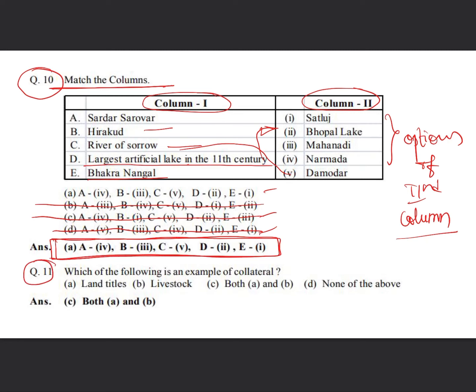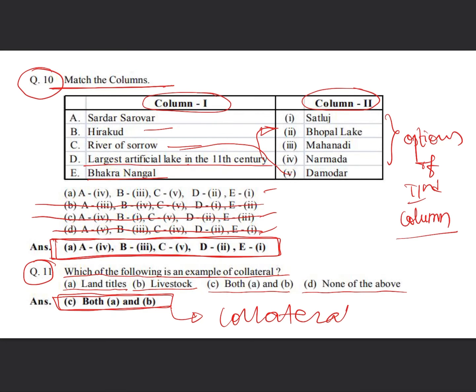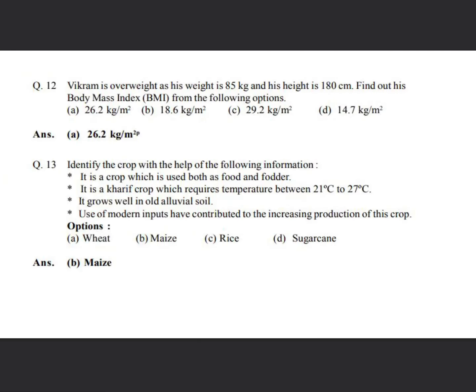Question number 11. Which of the following is an example of collateral? Is it A. Land titles, B. Livestock, C. Both A and B, or is it D. None of the above? So the correct answer is both A and B. That is, both land titles and livestock are examples of collateral. Next, question number 12.